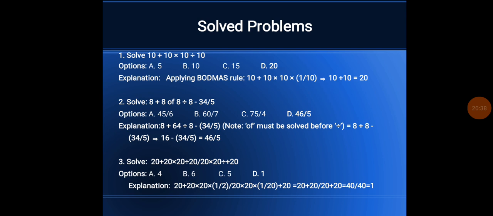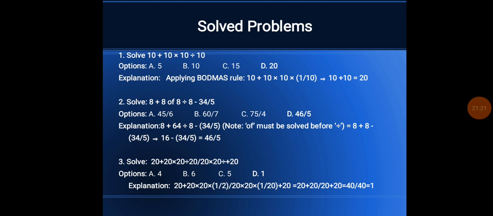Next question: 8 plus 8 of 8 divided by 8 minus 34 divided by 5. By using the BODMAS rule, 'of' must be solved before division. So bracket of, division, multiplication, addition, subtraction. In that question we first find 'of'. So 8 of 8, where 'of' means nothing but multiplication. So 8 plus 8 into 8 divided by 8 minus 34 by 5.